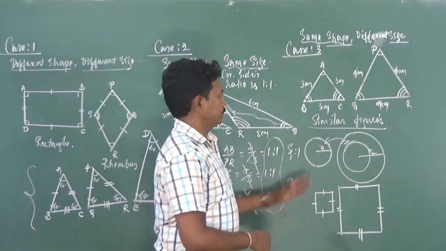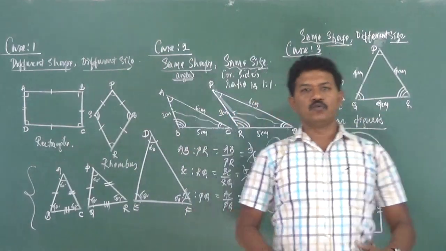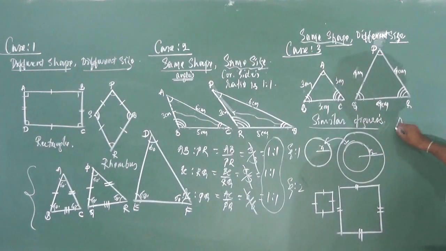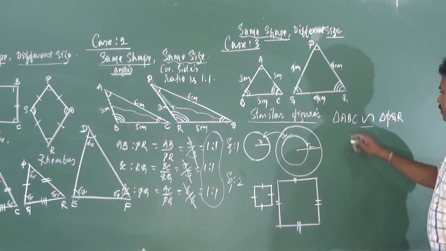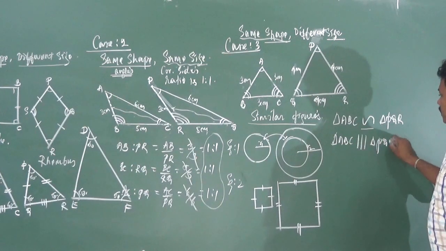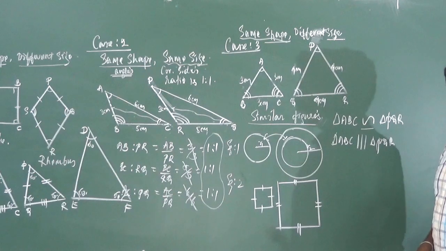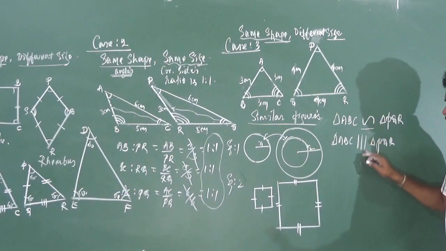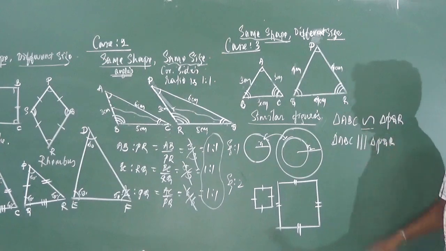For example, these two triangles are similar. How to represent that similarity? If two triangles are similar, here triangle ABC is similar to triangle PQR. This is the symbol for similarity. Sir, I don't like it, doesn't look so nice. Okay, no problem. So triangle ABC is similar to triangle PQR. Three lines which are parallel to each other. Sir, I don't like this. You have some other, no. Sorry, either you have to use this or this. So this is the symbol for similarity, this and this, right?